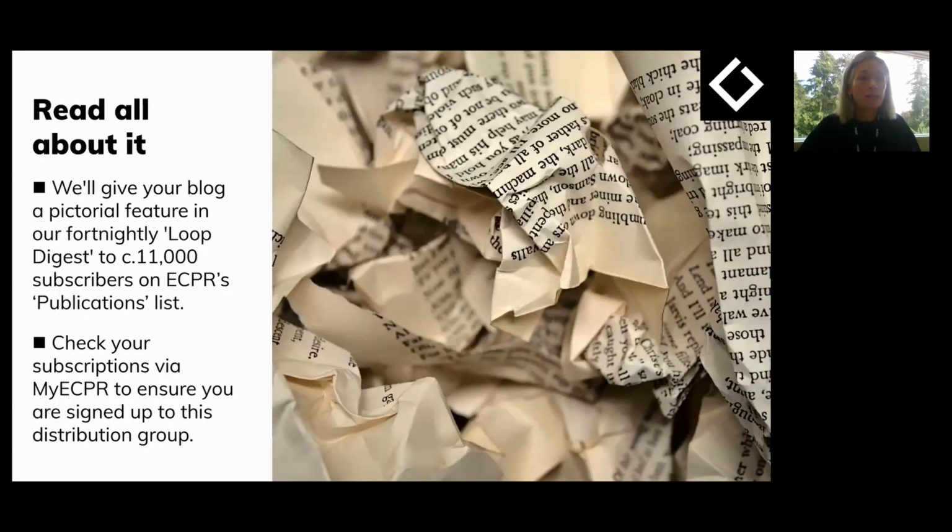We'll give your blog a pictorial feature in our fortnightly Loop Digest to around 11,000 subscribers on ECPR's publications email distribution list. Please check your subscriptions via My ECPR to ensure you are signed up to this distribution group.